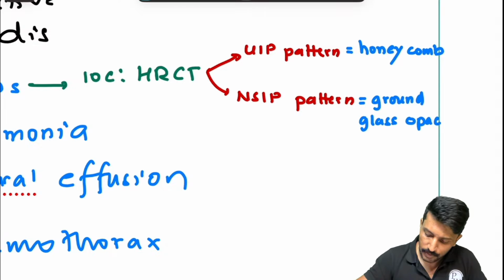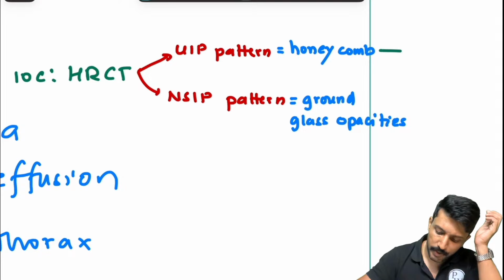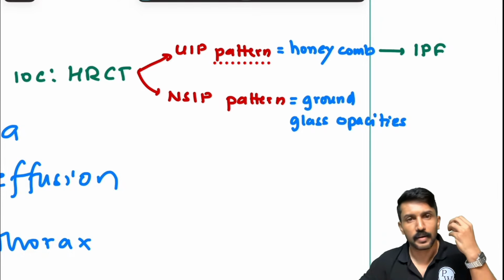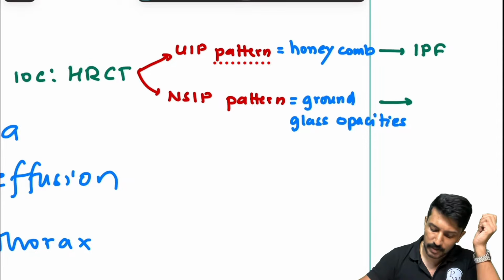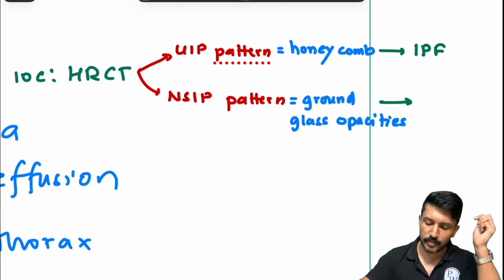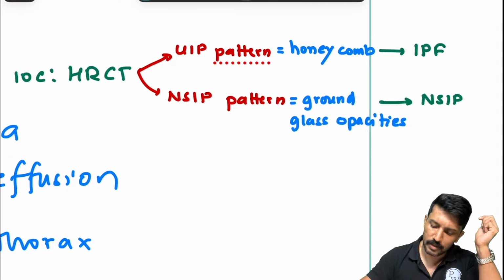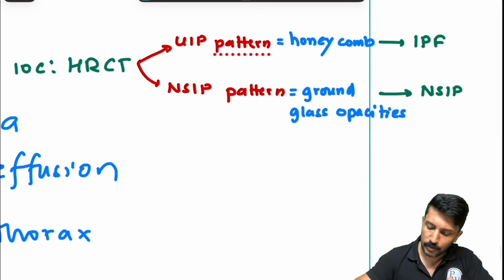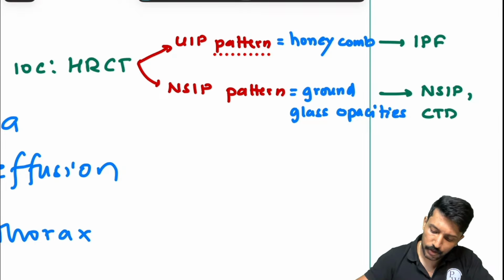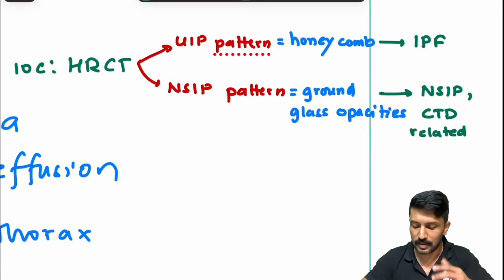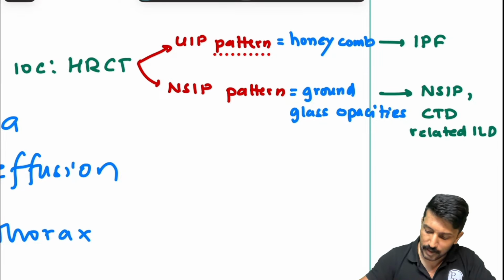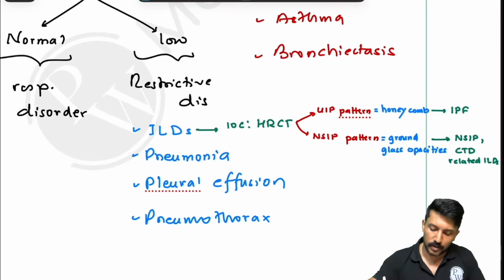Ground glass opacities. So which ILD is present with the UIP pattern? It is usually idiopathic pulmonary fibrosis that presents with UIP pattern. And which ILD is present with this ground glass opacities or NSIP pattern? One is non-specific interstitial pneumonia itself. And apart from that, the connective tissue disorder related ILDs like rheumatoid arthritis related ILD or SLE related ILDs, they present with NSIP pattern.